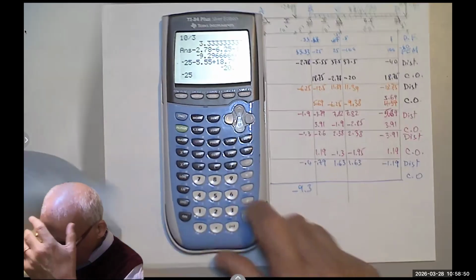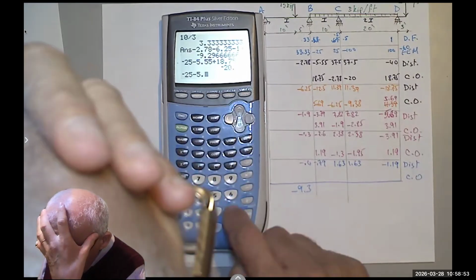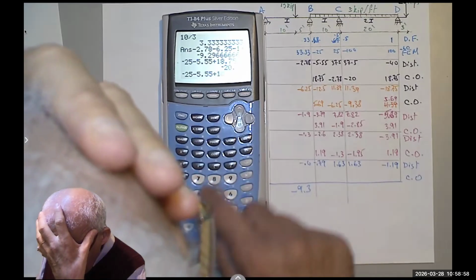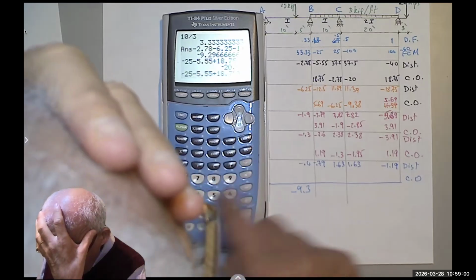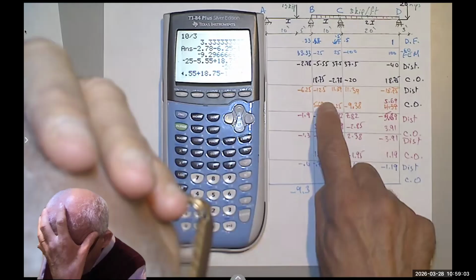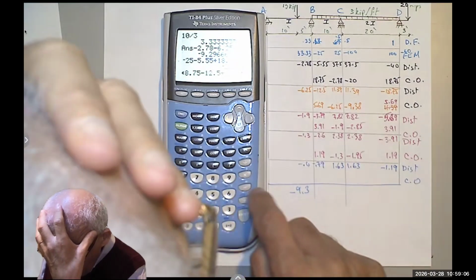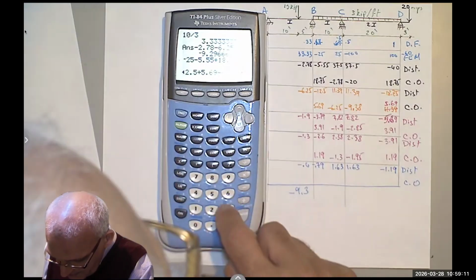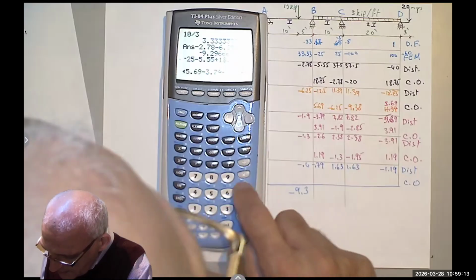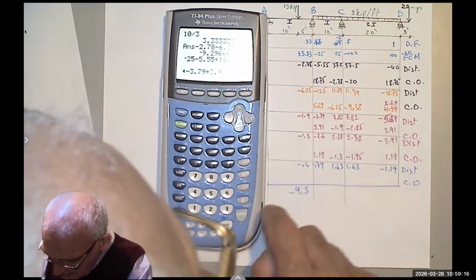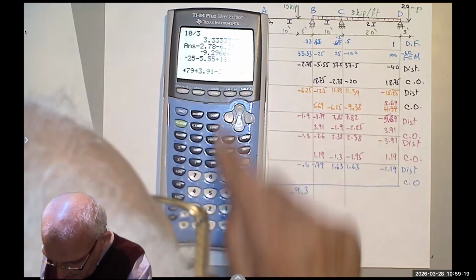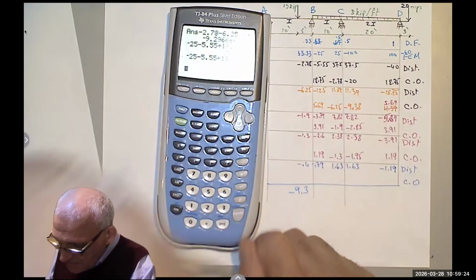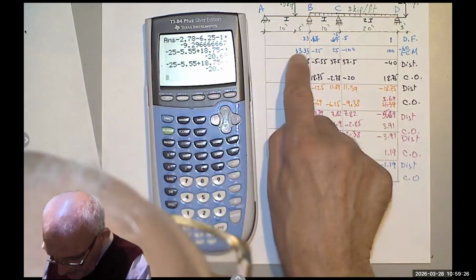Negative 25 minus 555 plus 1875 minus 12 and a half plus 569 minus 379 plus 391 minus 2.6 plus 119 minus 0.79. Okay, so I calculated this incorrectly.